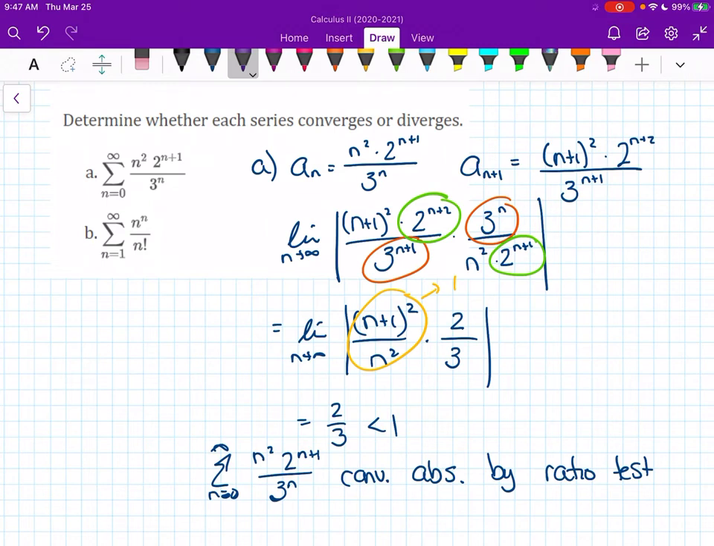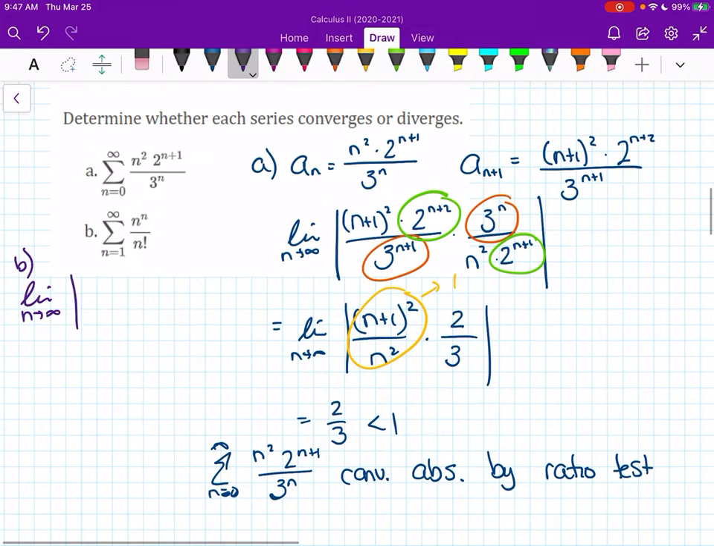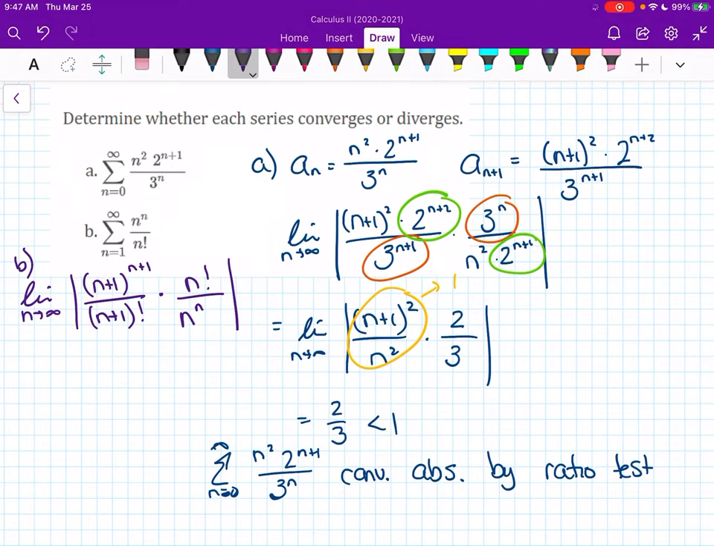So for example B, I want to take the limit as n goes to infinity. I'm not going to write out the n term and the n plus 1 term. I'm just going to go straight to taking that ratio. So the n plus 1 term would be n plus 1 to the n plus 1 power over n plus 1 factorial, times the reciprocal of the nth term, so n factorial over n to the n. And then here, I'm going to go through and cancel some stuff.